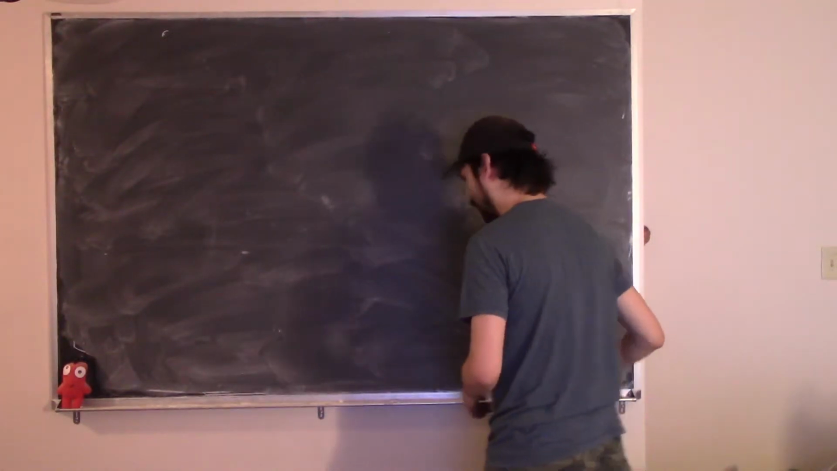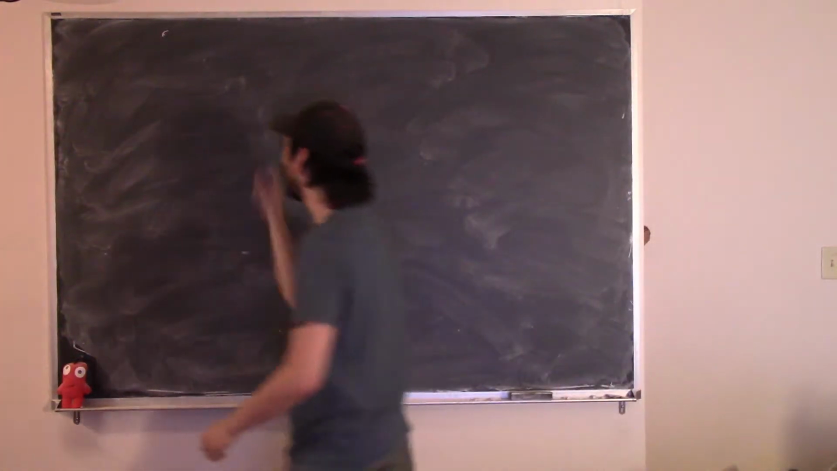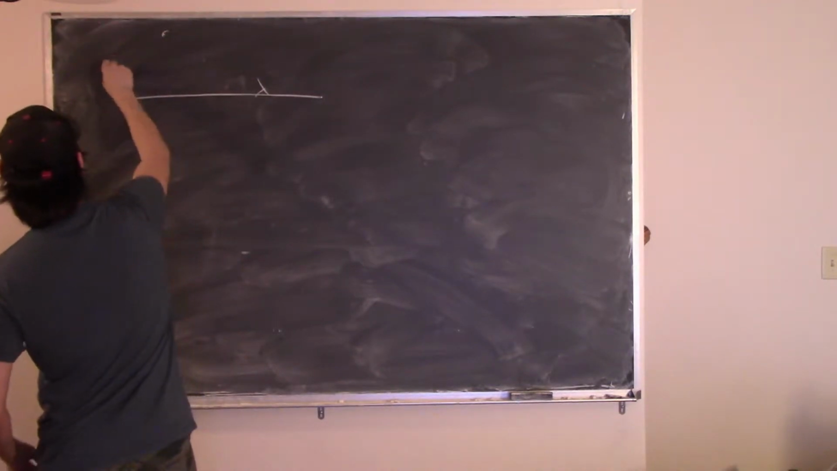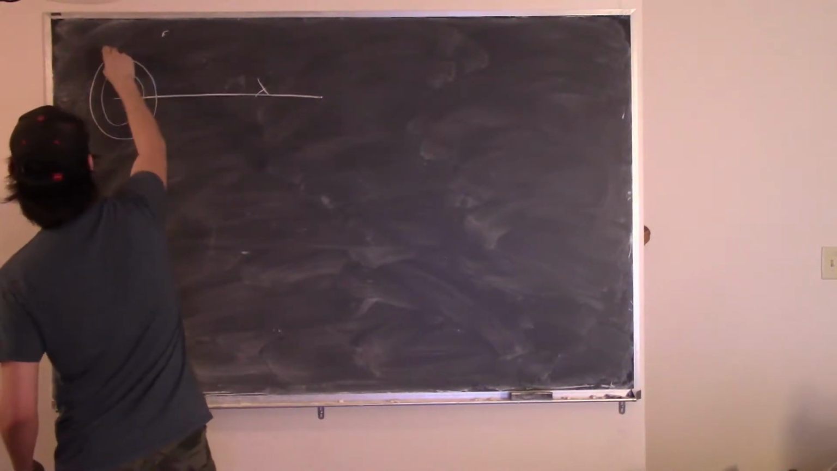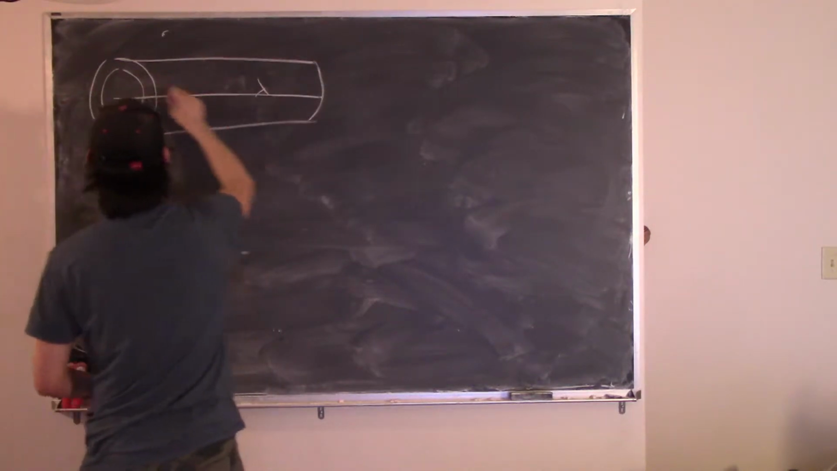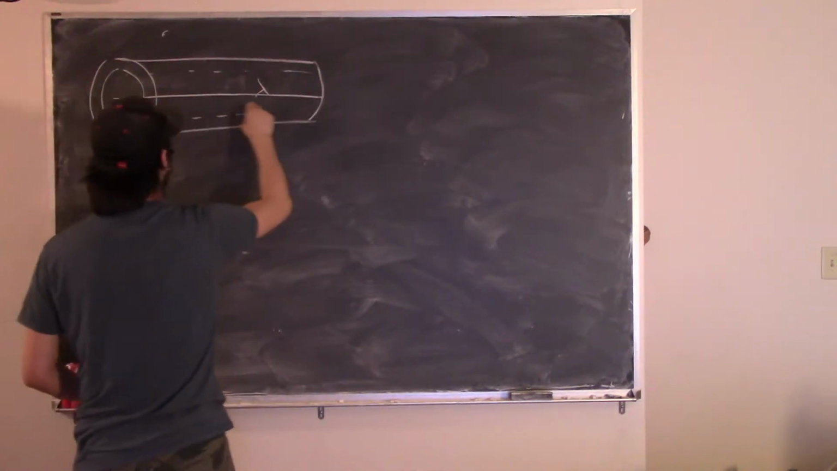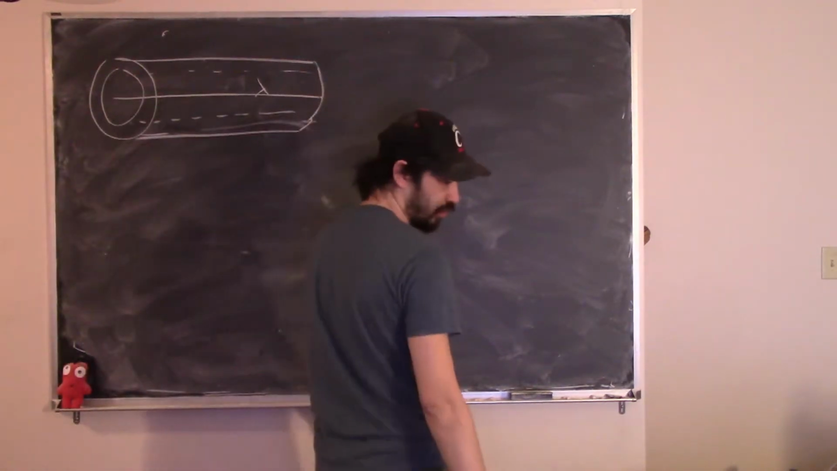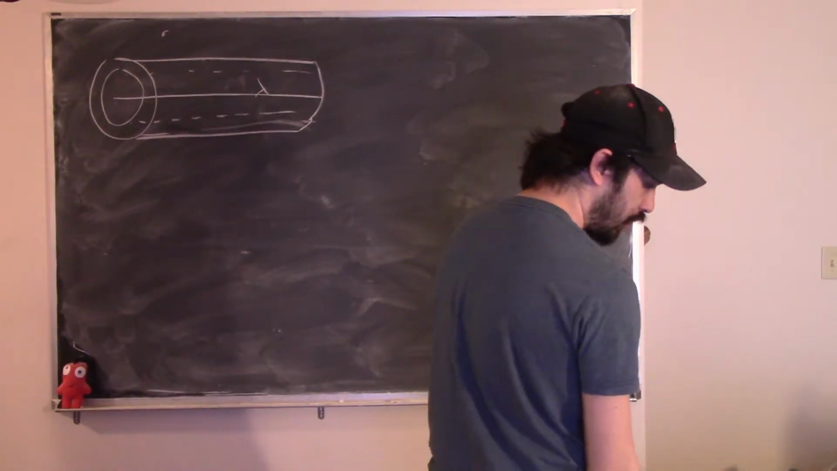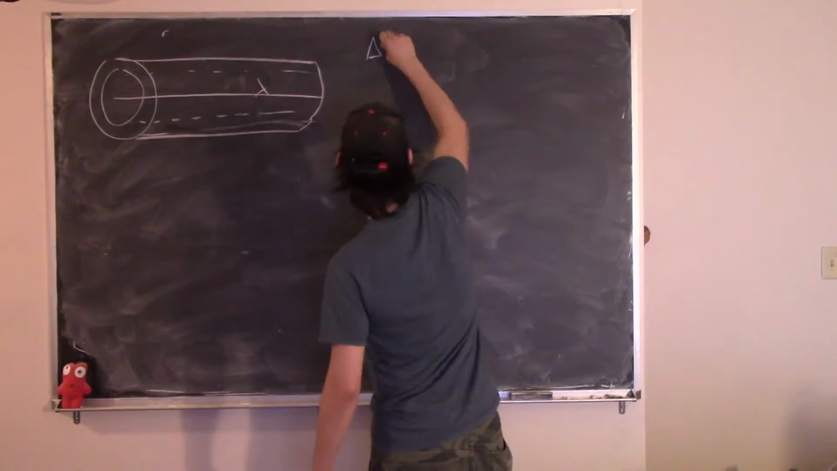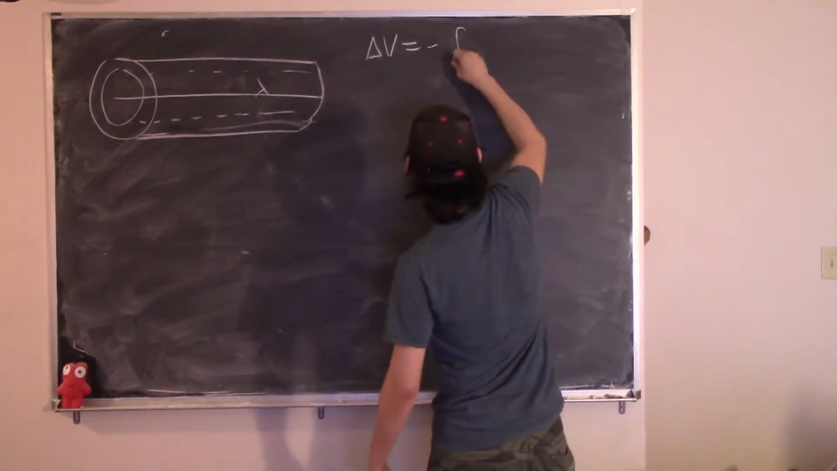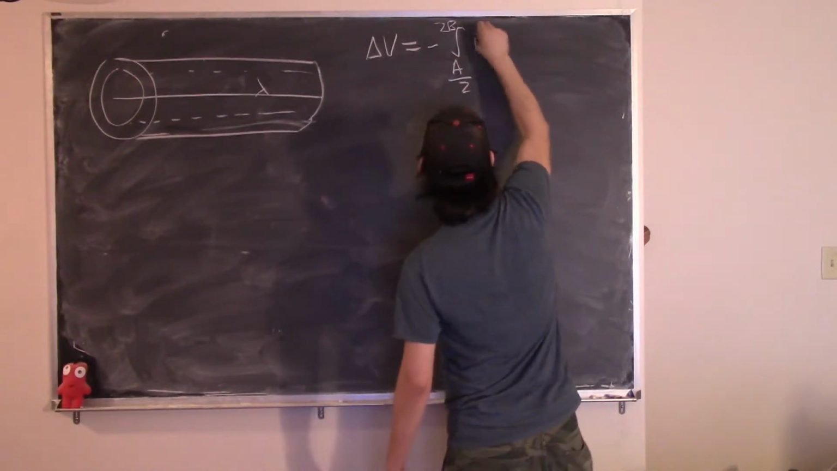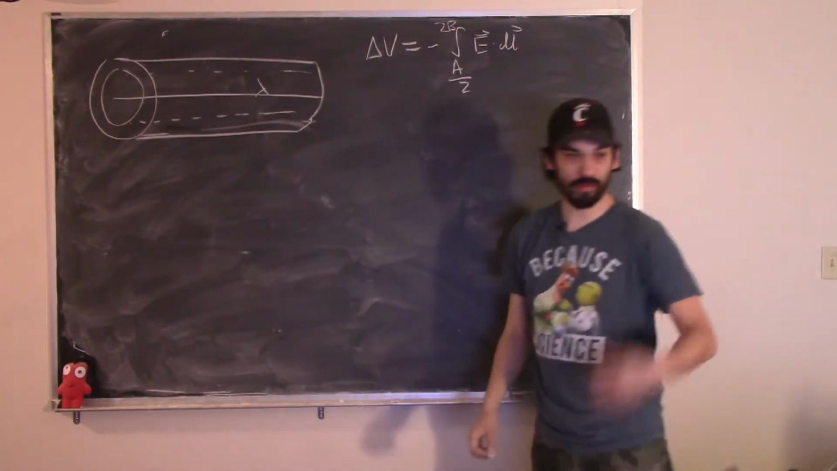All right, so this one says I have this line charge density lambda that is going to be at the center of this shell here. And what I want to do is find the difference in electric potential between the point A divided by 2 and the point 2B. So again, what are we trying to find? We're trying to find delta V equal to the negative integral from A divided by 2 to 2B of E dot dl. And you guys should be seeing a pattern here.